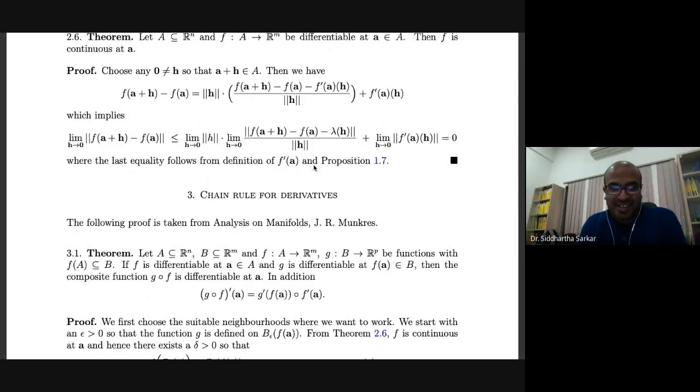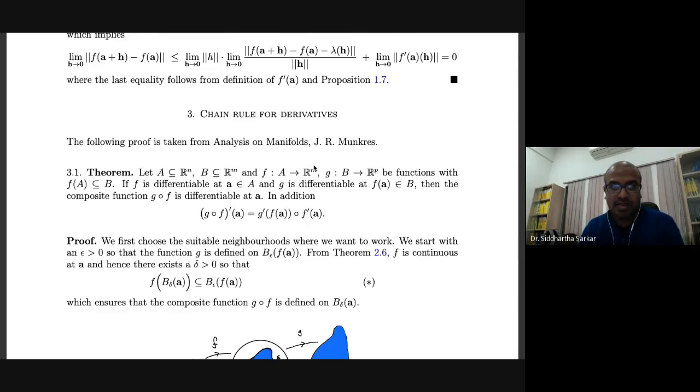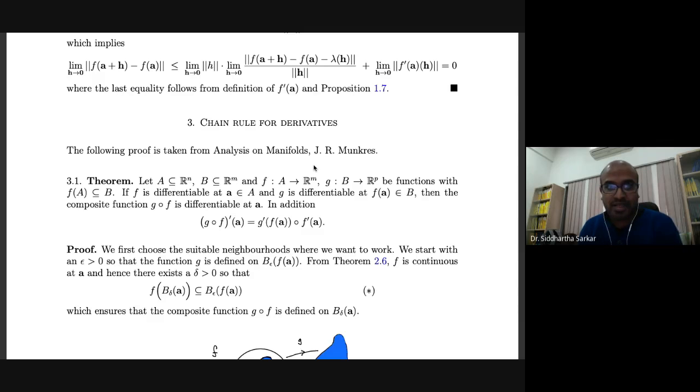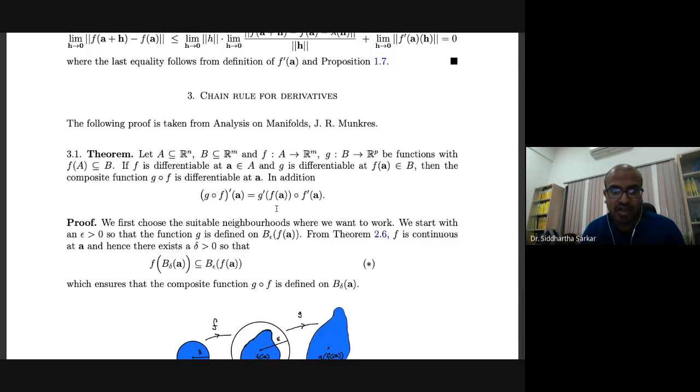Okay, so let's go to the last part of this lecture, which is called the chain rule for derivatives. This is important because in tomorrow's tutorial, if you want to compute derivatives of certain functions, this is very important. I might not go through the entire proof because it is slightly technical and long, and time is almost up. So I'll go through the sketch of the proof and how I'm going to do it.